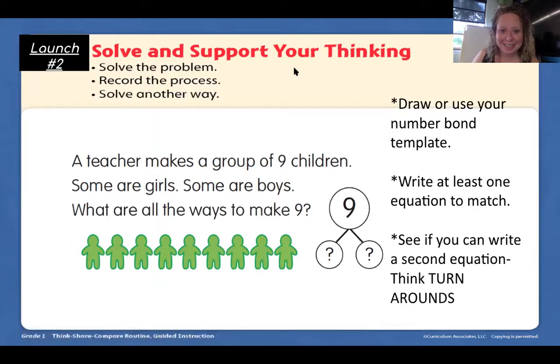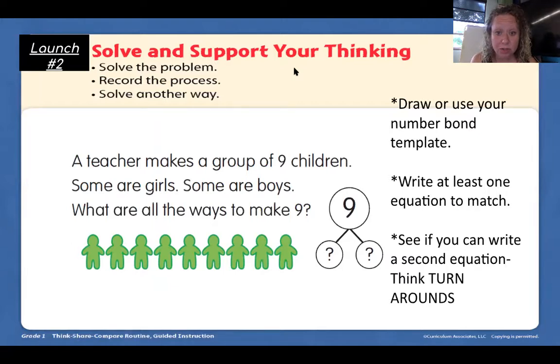Here is your second launch. You are going to draw or use your number bond template. You are going to write at least one equation to match, but you're going to see if you can write a second equation. Think about your turnarounds. A teacher makes a group of 9 children.